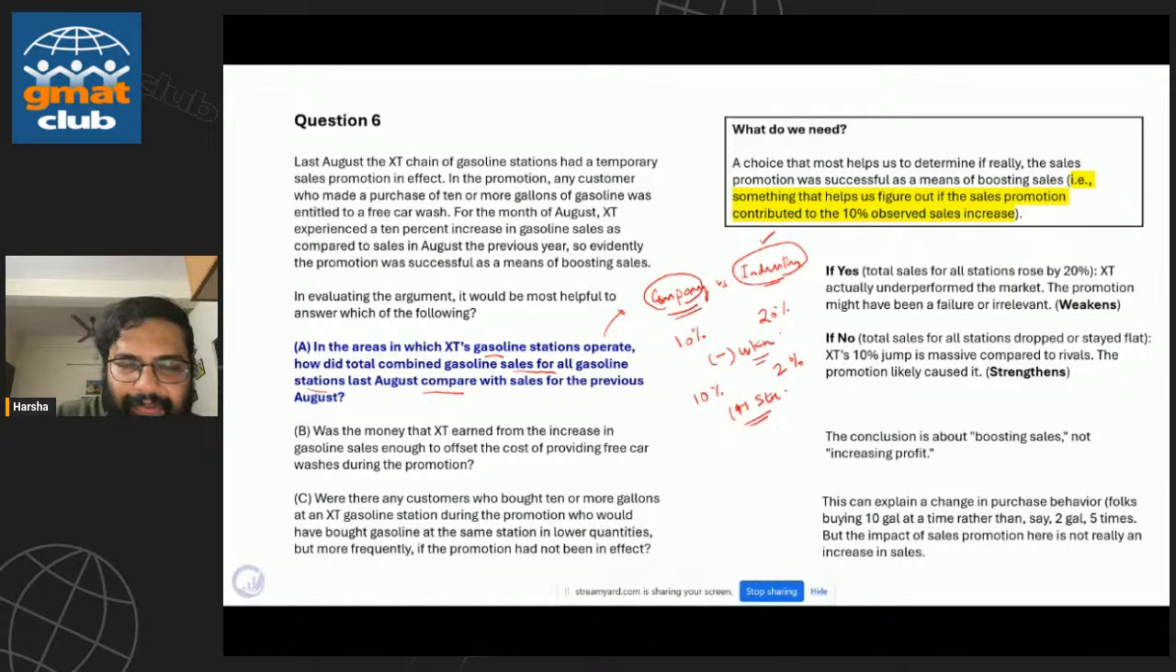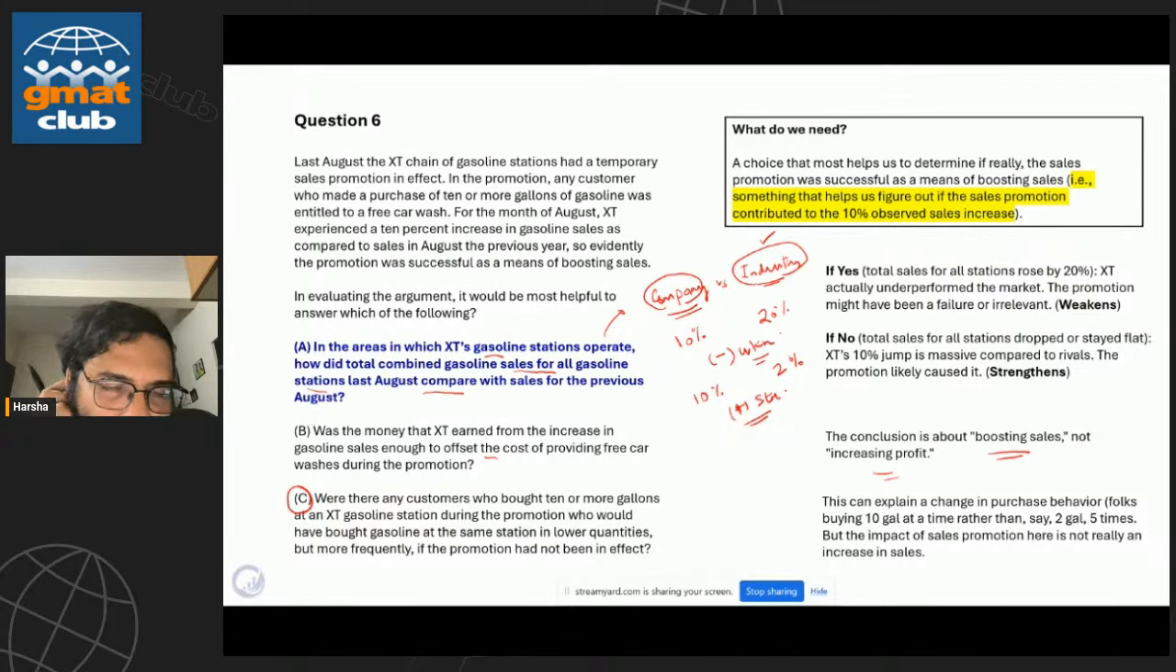You see how this paints the picture that the sales promotion might have had an impact here, right? Now, choice B was easy to reject, especially if you observe that the conclusion is about sales, not about profit. Nobody cares about the profit. So the money earned, what was it used for? All of that, nothing matters. Let's talk about C. C is the interesting choice, right?